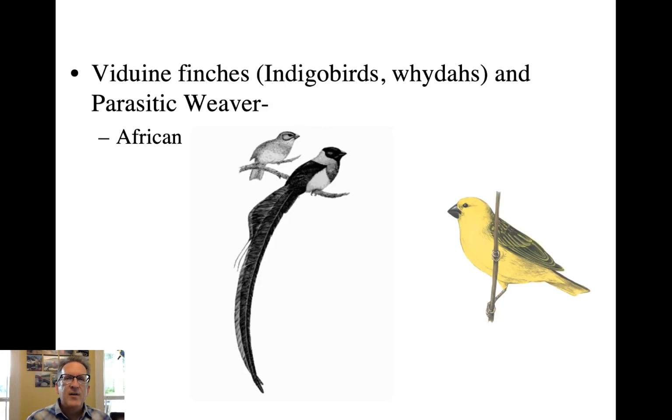Also in Africa, there are the Bedouin finches, the indigobirds, and the whydahs, like the long-tailed whydah, and the parasitic weaver. These are also parasites, oftentimes, of estrildid finches.